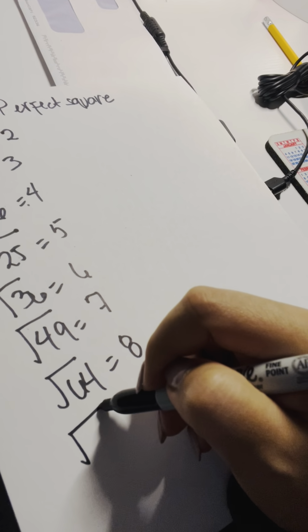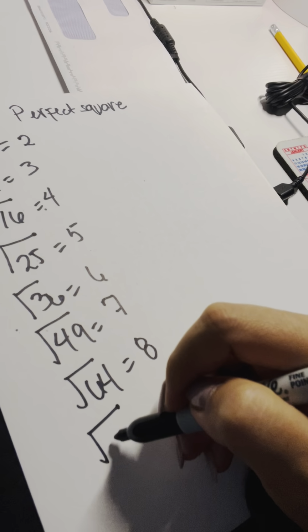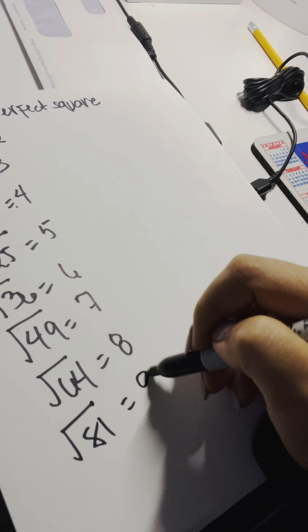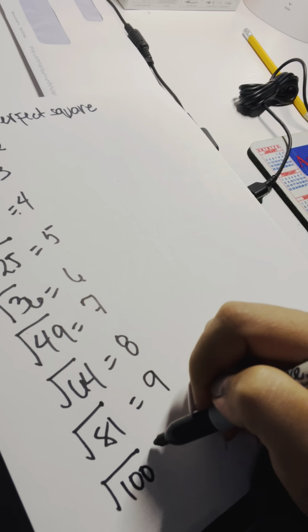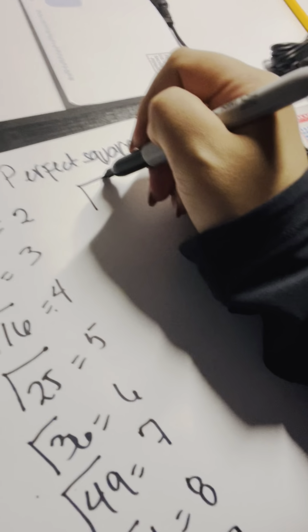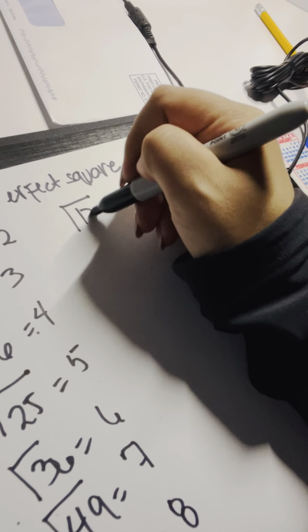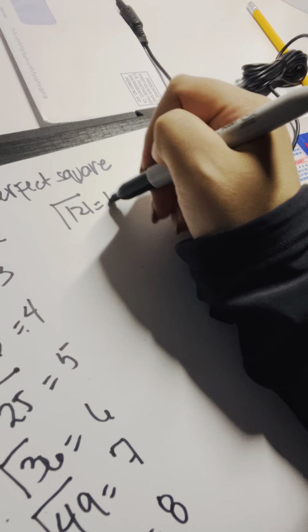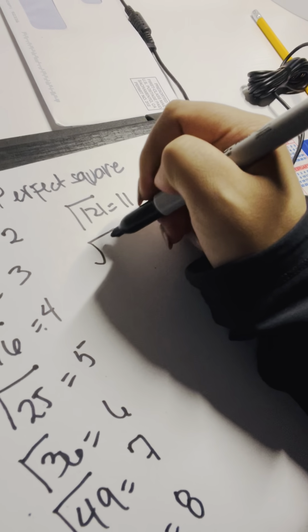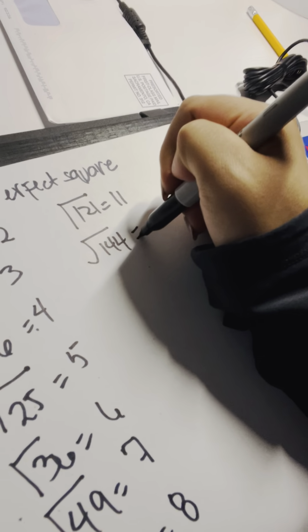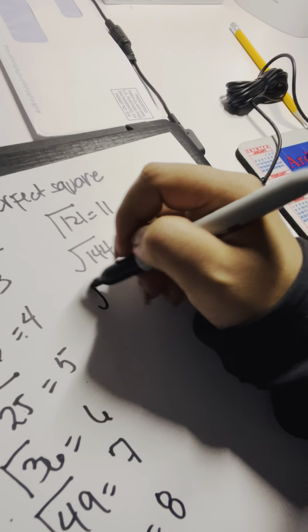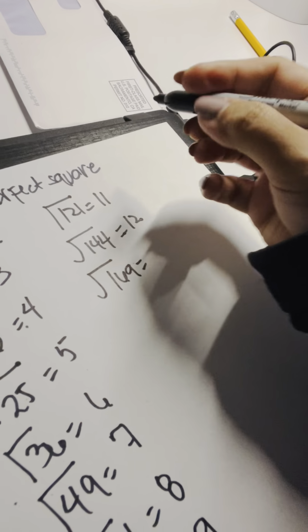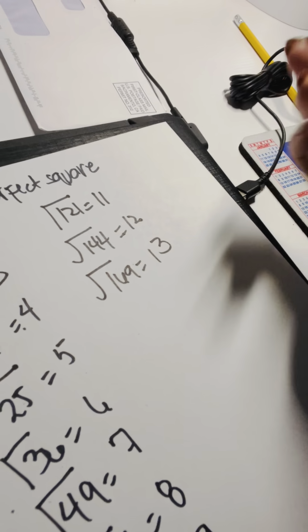The square root of 81 is 9. The square root of 100 is 10. The square root of 121 is 11. The square root of 144 is 12, and the square root of 169 is 13.